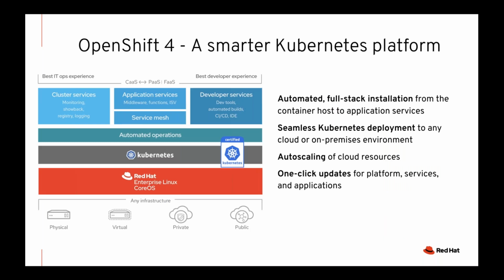Essentially, OpenShift is an integration of Kubernetes with cluster services, application services, service mesh, developer services, and automated operations, all bundled into a really clean and slick web interface, or for people who are more inclined to using the command line or terminal, being able to call all of these things from the terminal as well. But essentially, what we've built is just a Kubernetes platform, right? But it's a smarter Kubernetes platform because we've streamlined things like installation, the upgrade experience, really all functions throughout the entire lifecycle.